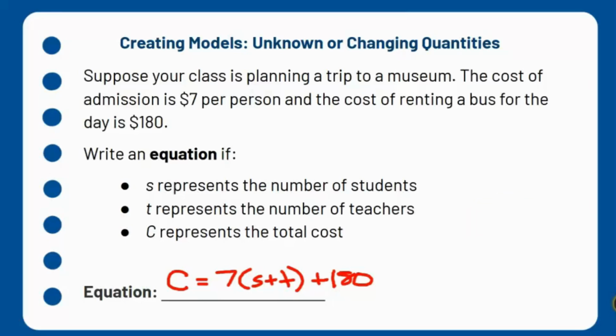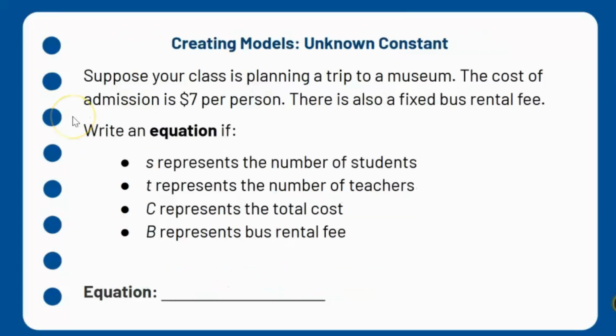What would happen if the cost of the bus was unknown? Letters can also be used to represent quantities that are a constant. We might do this when we don't know what the value is, or when we want to understand the relationship between quantities rather than the specific values. Let's let B represent the bus rental fee. Which equation represents the given situation? C equals 7 times (S plus T) in parentheses, and then we're going to add the bus cost. C equals 7 times (S plus T) plus B.